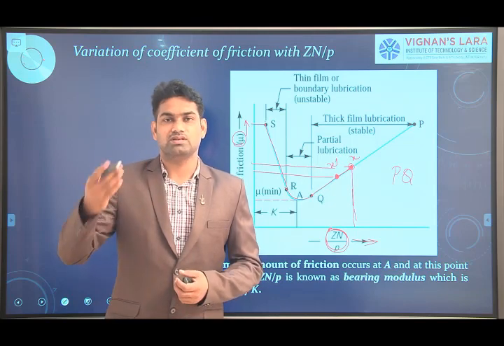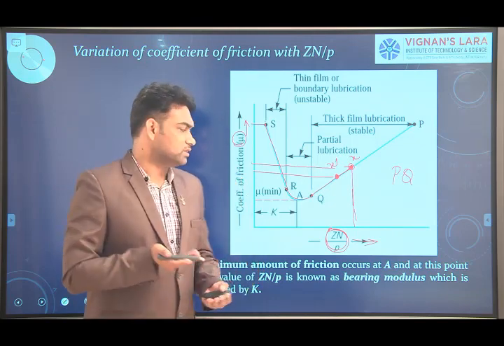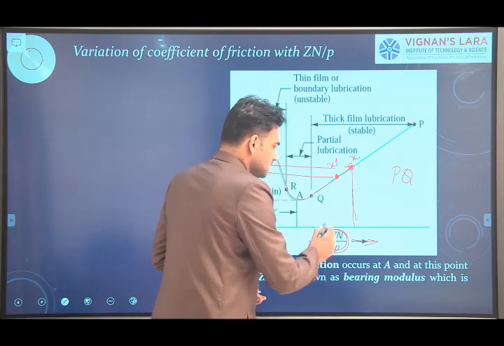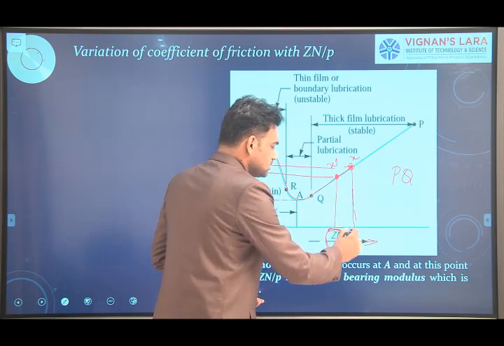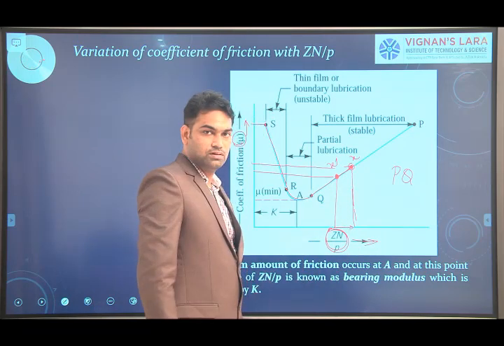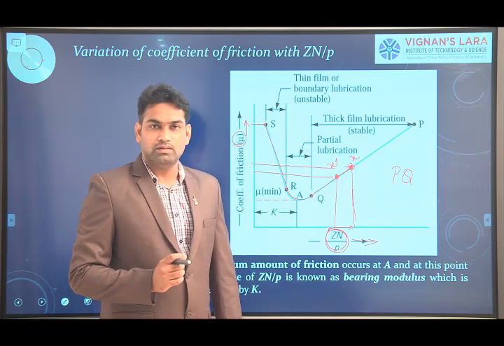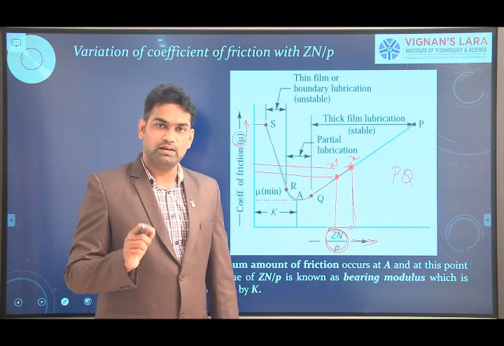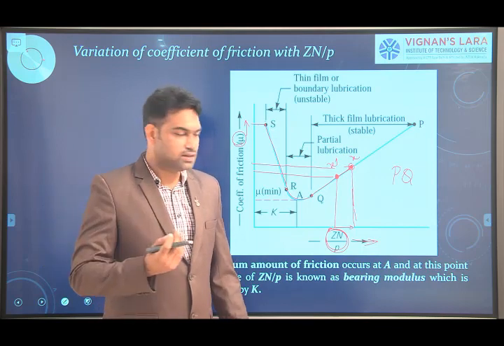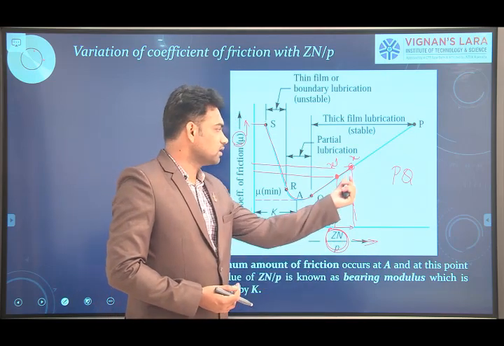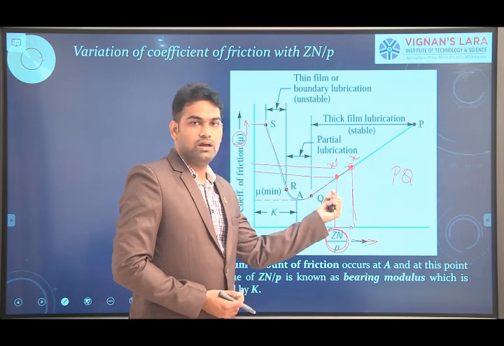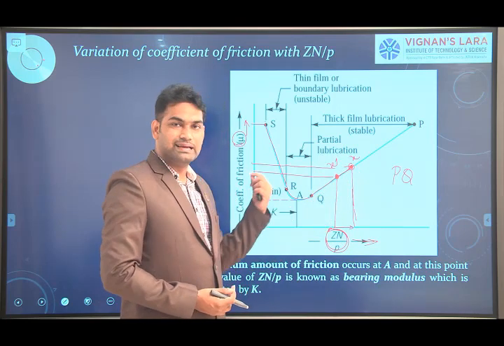So again viscosity rises. With the rise in viscosity, ZN by P will come from this stage to again this position, which means from x dash to x. Clear? So the bearing is continuously operating, temperature increases, viscosity decreases, ZN by P decreases, so that the operating point moves from x to x dash.